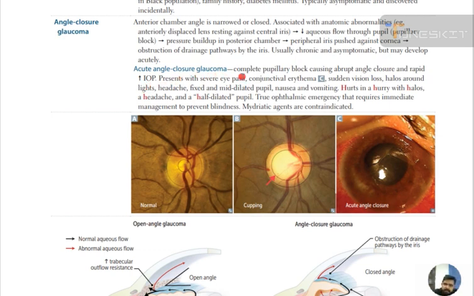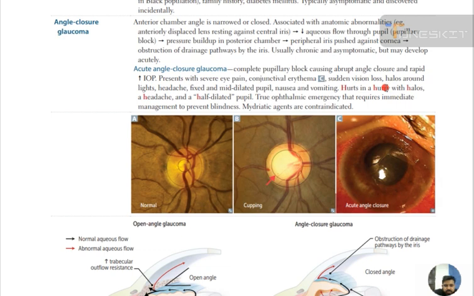Presents with severe eye pain, conjunctival erythema. You can see this redness, erythema, sudden vision loss, halos around the lights, headache, fixed and mid-dilated pupil, nausea, vomiting. Hurts in a hurry, with halos, a headache and a half-dilated pupil. So you can see, hurts in a hurry.